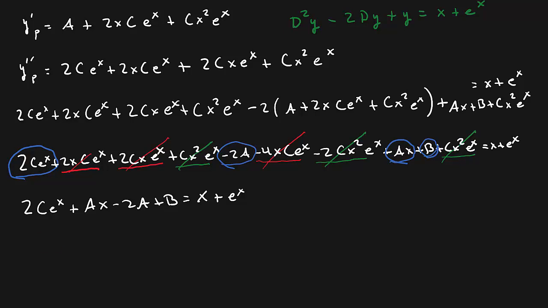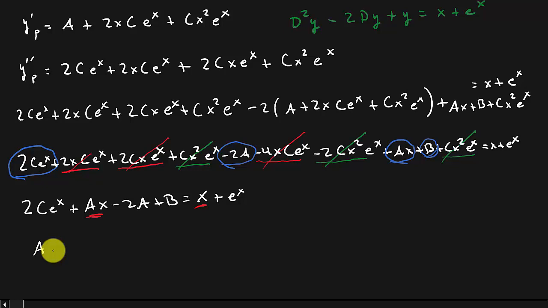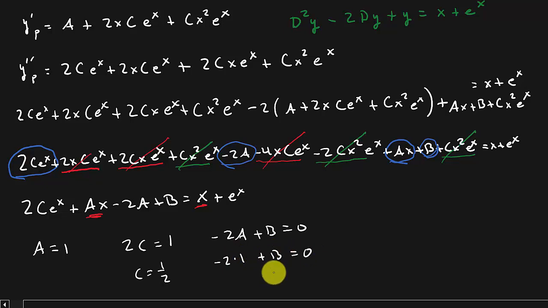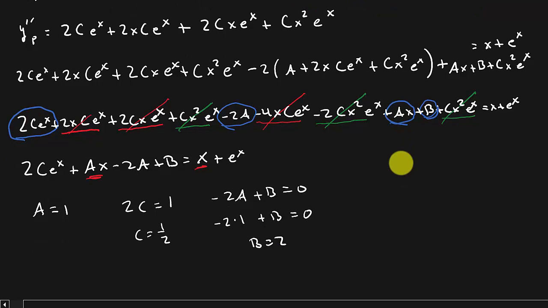So here we can see our term with the x. That tells me that a is equal to 1, the coefficient of x. And then we have 2c equals 1, so c equals 1/2. And then I have negative 2a plus b equals 0. Well, a is 1, so that's negative 2 times 1 plus b equals 0, so b is equal to 2. So there's your a, b, and c.